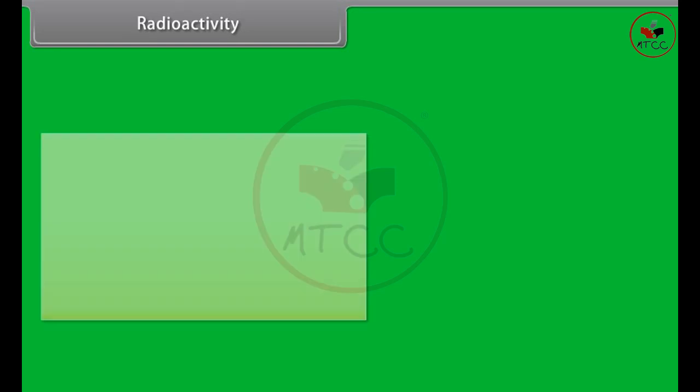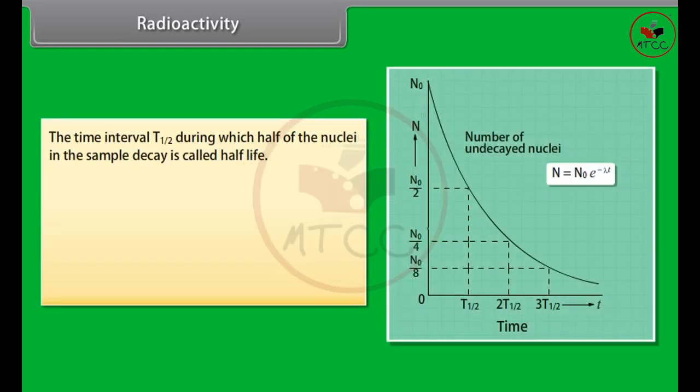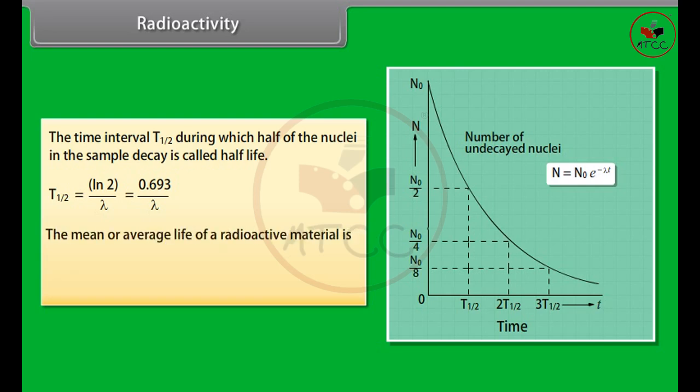Radioactivity. The time interval T-half, during which half of the nuclei in the sample decay is called half-life. T-half is equal to natural logarithm of 2 by lambda, which is equal to 0.693 by lambda. The mean or average life of a radioactive material is tau, which is equal to 1 by lambda.